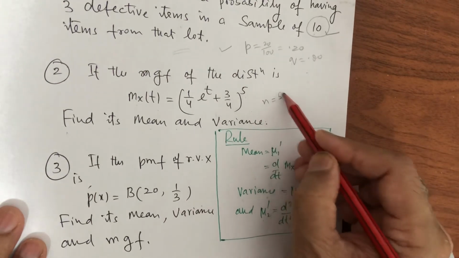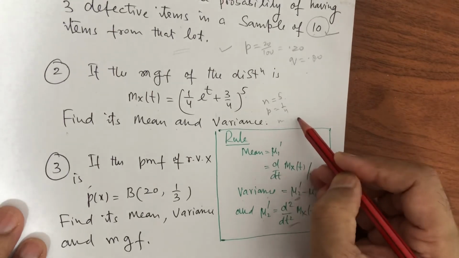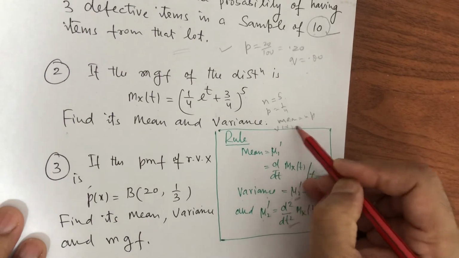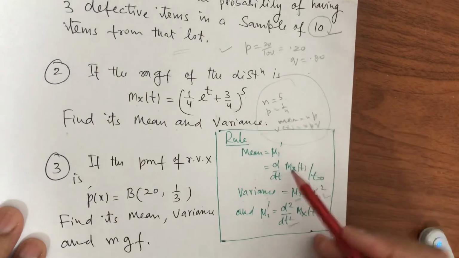Here n is 5 and p is 1 by 4. The mean is np and variance is npq. We can find it like this also. So you have two methods, this or this. Okay.